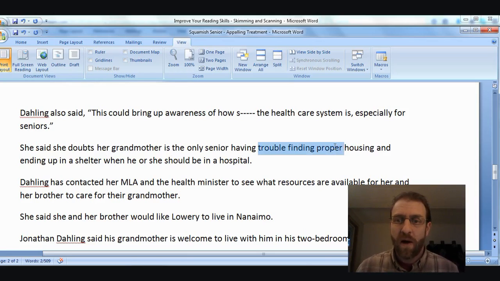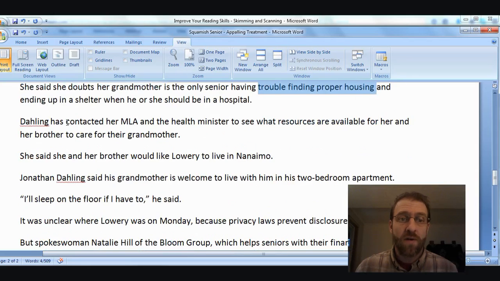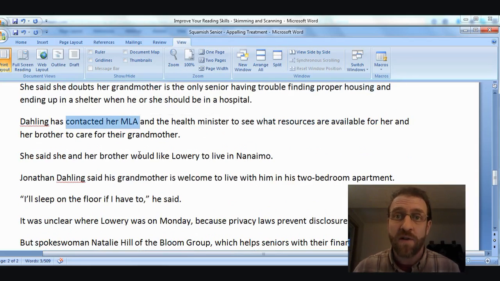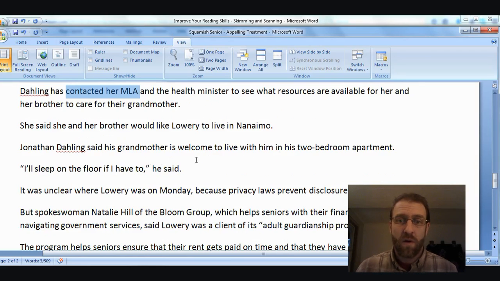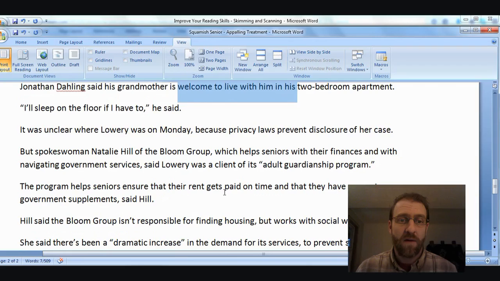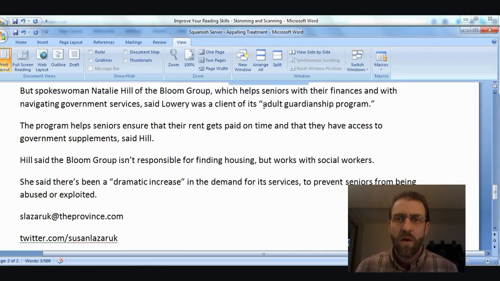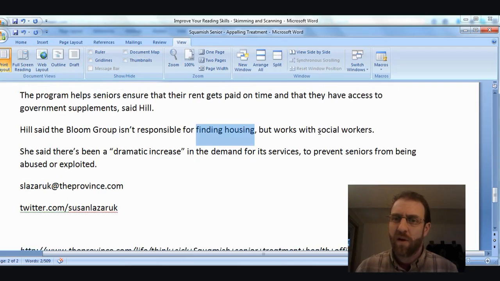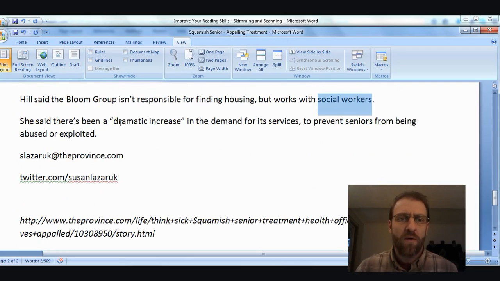Okay. Ooh, trouble finding proper housing. Okay. Contacted her MLA, the member of the Legislative Assembly. That's the government. Okay. Oh, welcome to live with him. I see. Oh dear, sleep on the floor. Sounds like they don't have enough room. I see here privacy laws, something to do with the law. Adult guardianship program. Government supplements. Okay, finding housing. See a lot of social workers in this story. Dramatic increase, demand for services.